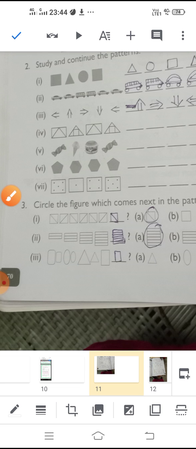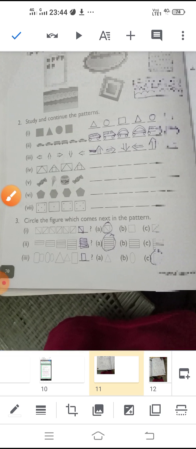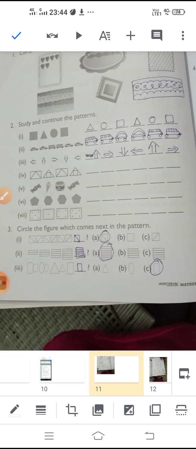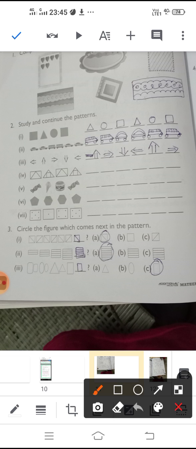Now come to question number 3. Now look here. Circle the figure which comes next in the pattern. Children, you have to circle the figure. First of all, they have given 3 options over here. You have to circle that figure which comes next.